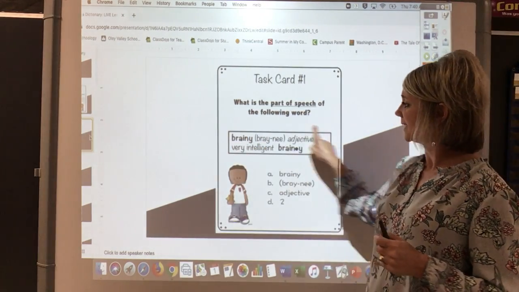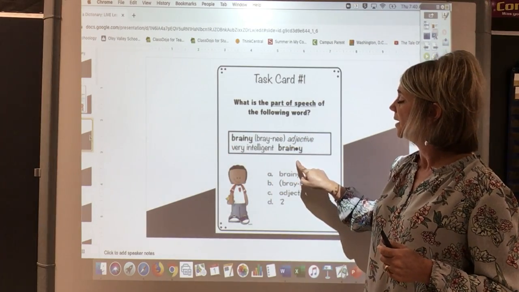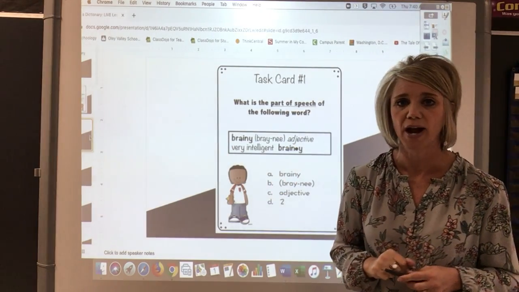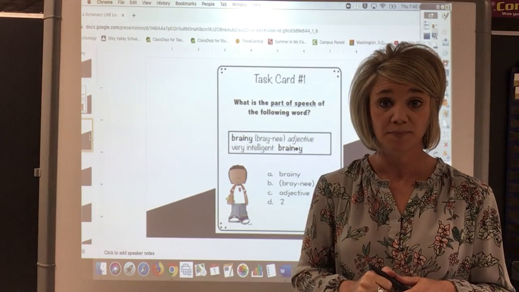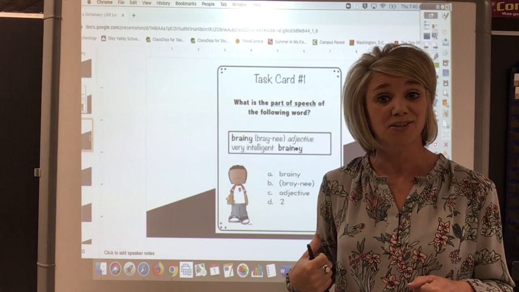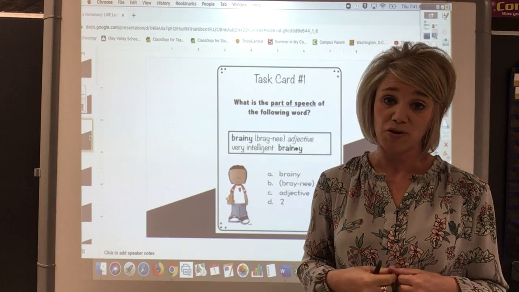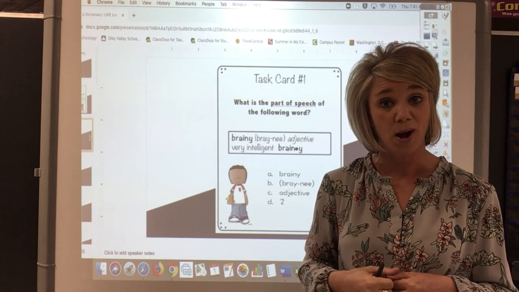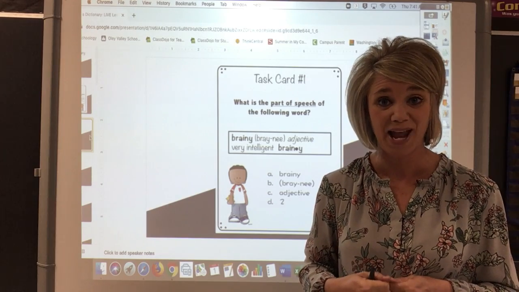Here is a dictionary entry for you, and we're going to try to find the part of speech. If you have a whiteboard, marker, and eraser handy, you can write the answer down on there. If you want to go and find one, you can push the pause button and then hit play when you return.